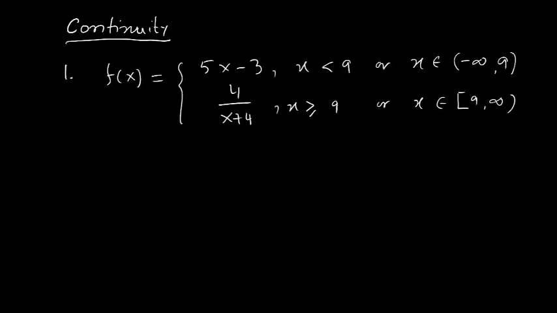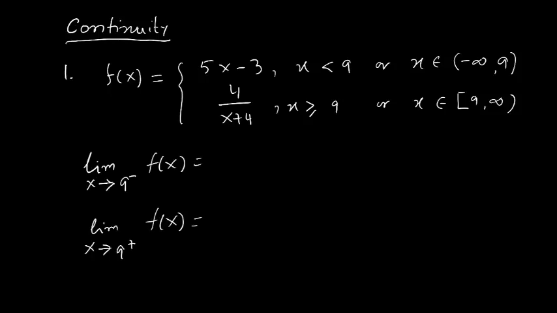Take an example. Given function f of x is defined like 5x minus 3 when x is less than 9, or you can say in interval notation, negative infinity to 9, open parenthesis, because it's less than. And then it has another part when my domain is x greater than or equal to 9, 4 over x plus 4, or you can say x is in the interval 9 to infinity, 9 inclusive. So we need to check these two limits.